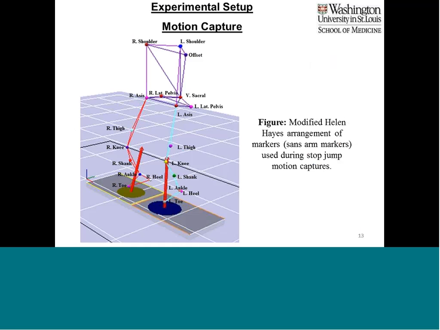So here is a bigger diagram of the marker arrangement. The marker arrangement is typically known as a modified Helen-Hayes system of marker arrangements. At that point, we did not model the arms, although it's very clear that the arms do contribute towards impact activities. However, at that time, the OpenSim model that I was using did not have arms, and we really didn't go into that aspect of the modeling.